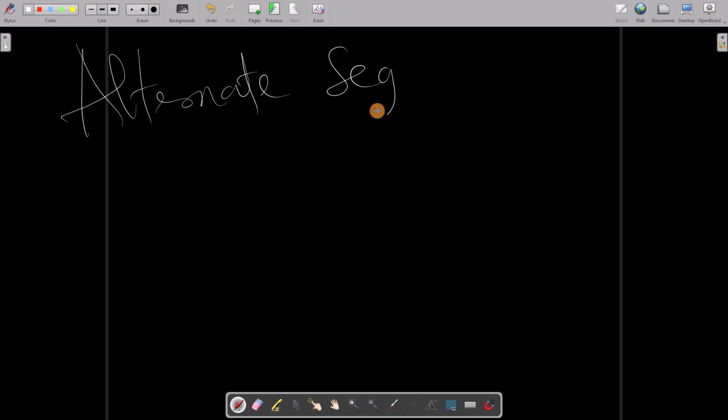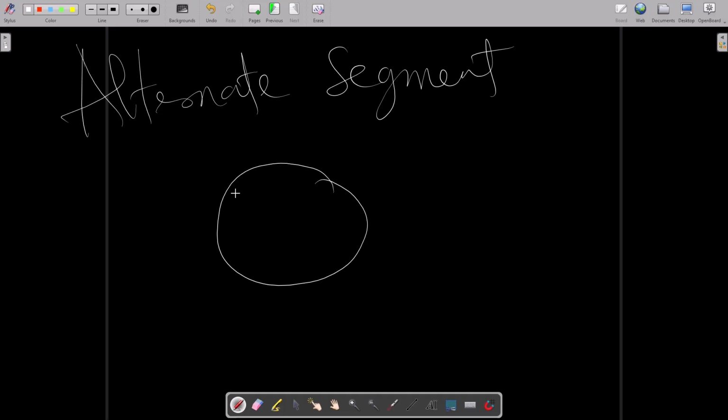So the first theorem is the alternate segment theorem. What happens? Mind my circle. If you have a circle, you have a triangle in the circle, and the triangle is pointing down to a tangent. The angle here should be equal to the angle here. We call this the alternate segment theorem.